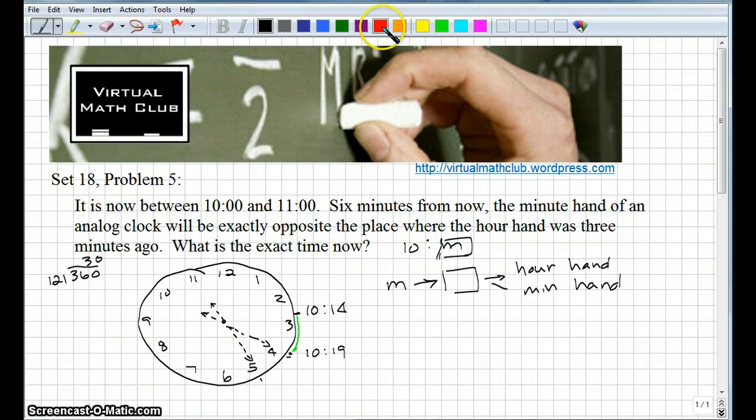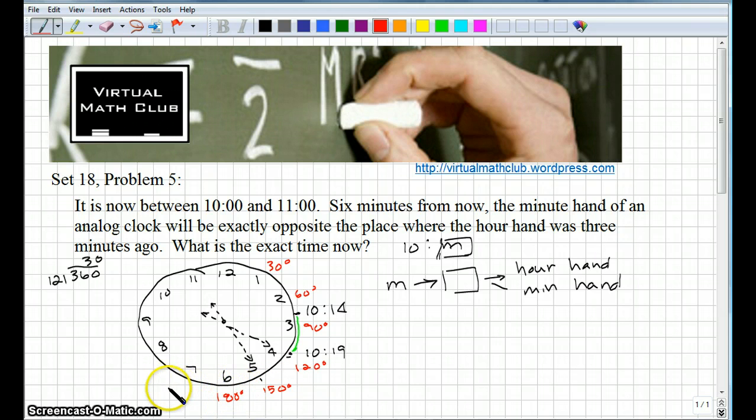So this is, you know what? I'm going to write it in red. So this is 30 degrees. This is 60 degrees. This is 90 degrees. And here we have 120 degrees at the 4. Here we have 150. And here we have 180.